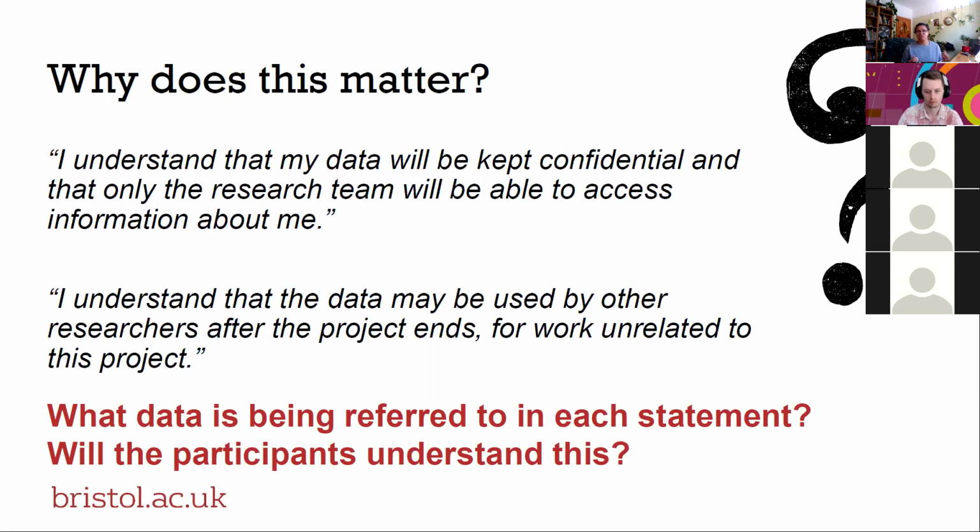It's probably clear to researchers and people that work in research support that the first clause refers to personal information, names, addresses, contact details, and the second clause refers to research data, probably anonymized. But will the participants understand that? It's quite unclear. So this is why it's important to be clear about the different types of data you're referring to in each case and what you intend to do with those different types of data.